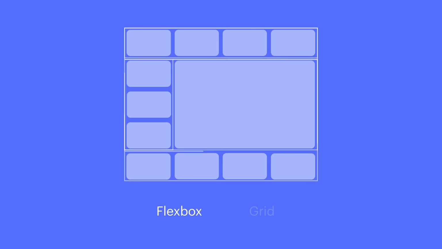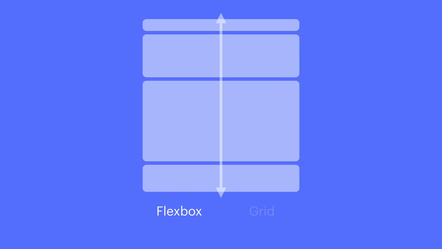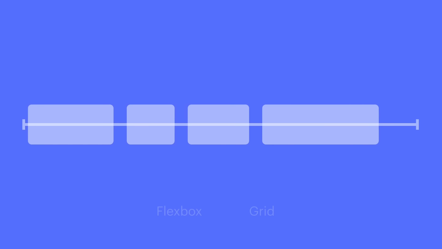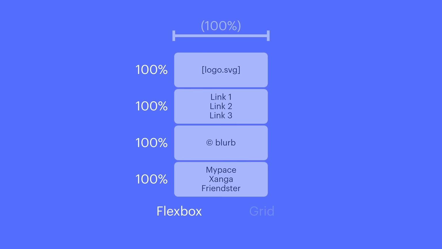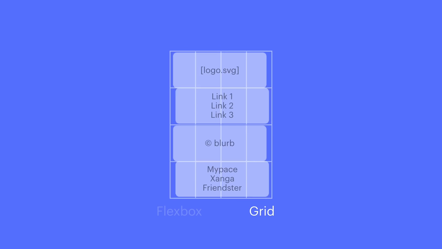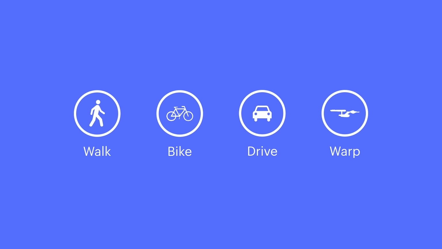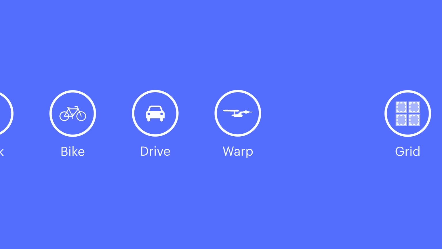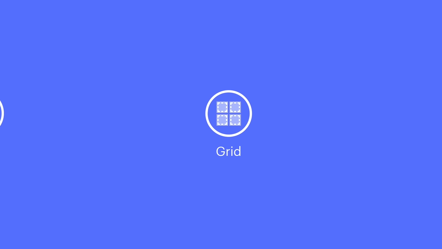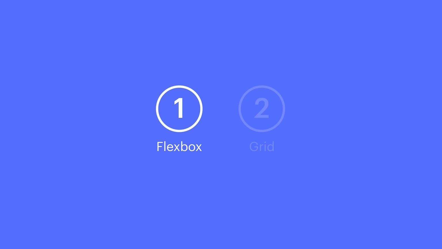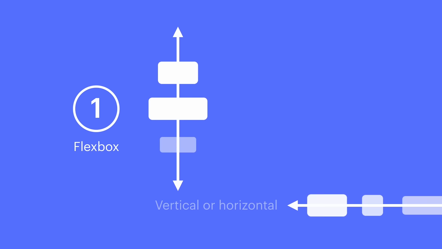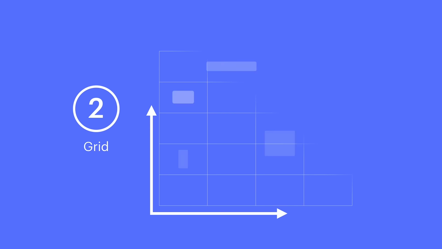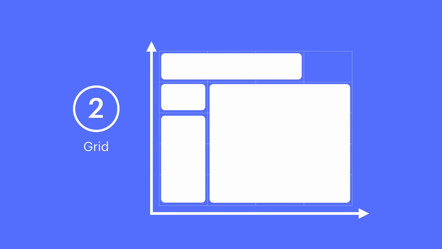If you're not 100% sure after all of this whether you should be using grid or Flexbox or a combo of both, that's good, because just like sometimes it makes more sense to walk or bike or drive or warp, grid is another option, another tool in our design and development toolbox. So, Flexbox, great for a lot of one-dimensional layouts. Grid, great for a lot of 2-dimensional layouts, but there are always exceptions.